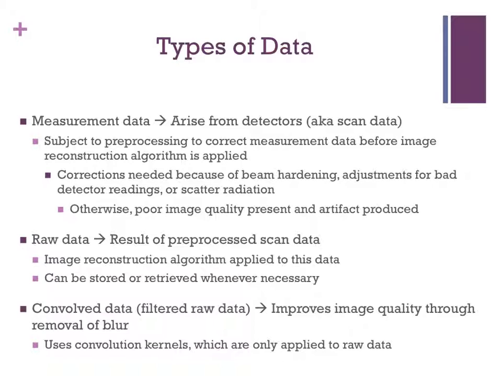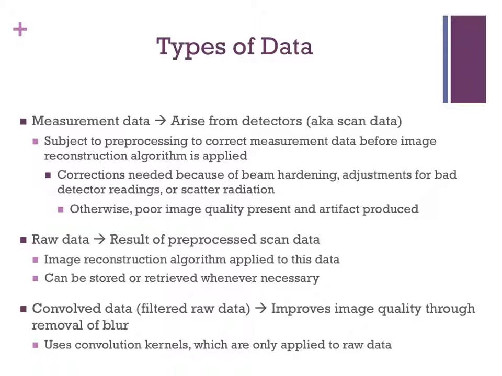There are 4 data types, which are measurement data, raw data, filtered raw data, and image data. Measurement data arises from the detectors. It's also known as scan data, and it is subject to pre-processing to correct the measurement data before the image reconstruction algorithm is applied. These corrections are necessary because of errors in the measurement data from beam hardening, adjustments for bad detector readings, or scattered radiation. Without the correction of these errors, there will be poor image quality and artifacts will be produced.